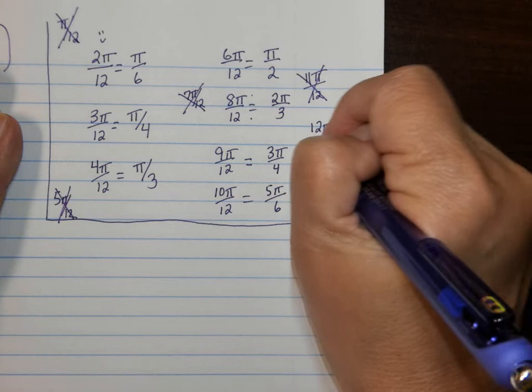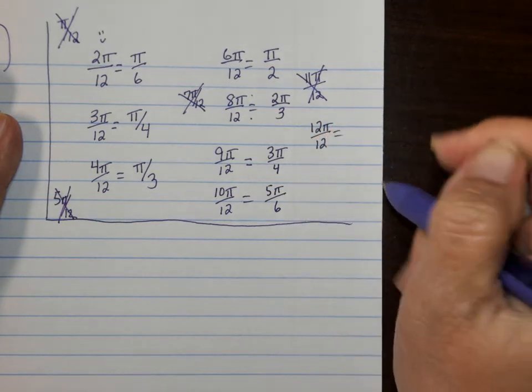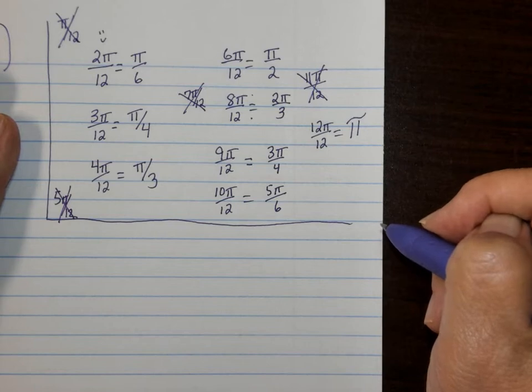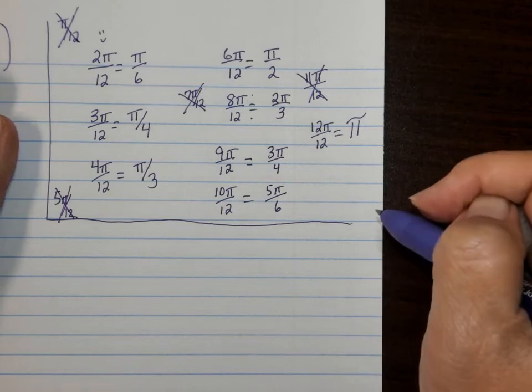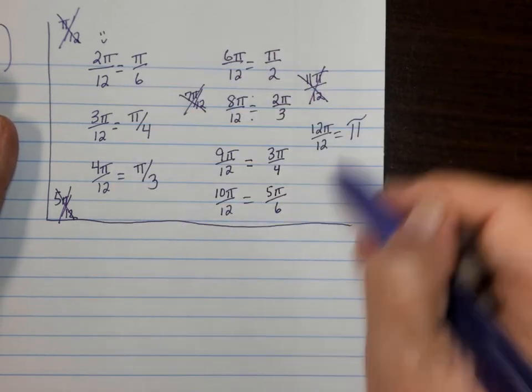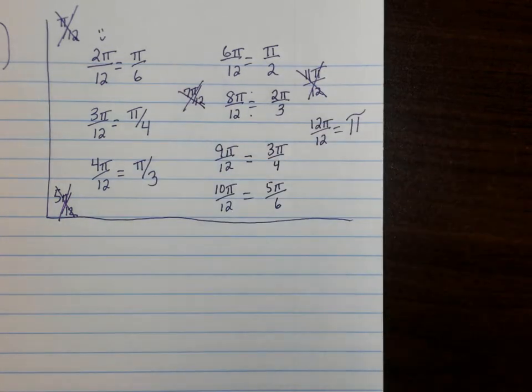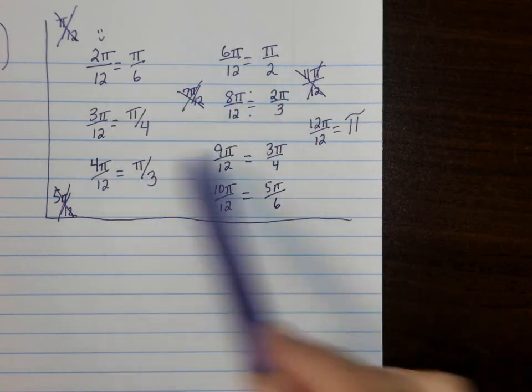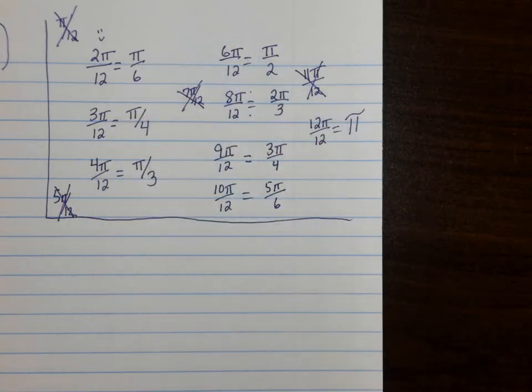12 pi over 12. That's pi, right? Is that on your unit circle? Yes. Okay? When you're dealing with radians, 12 is the least common denominator, so you're going to end up using twelfths a lot. And so, if you can think of your equivalent fractions, that's going to help. All right.